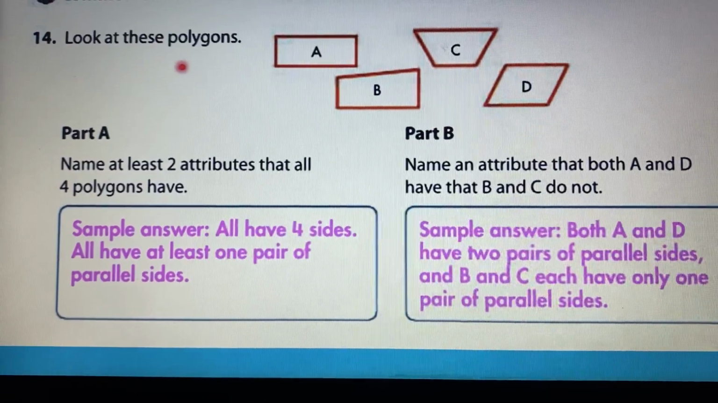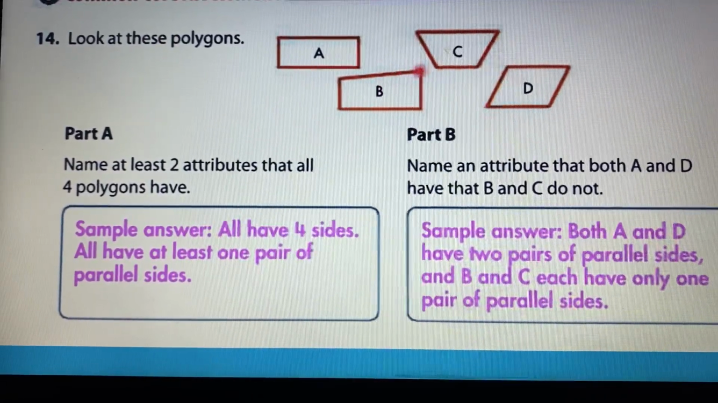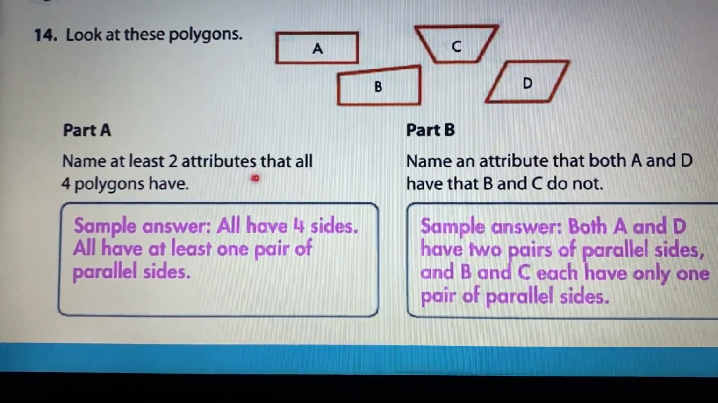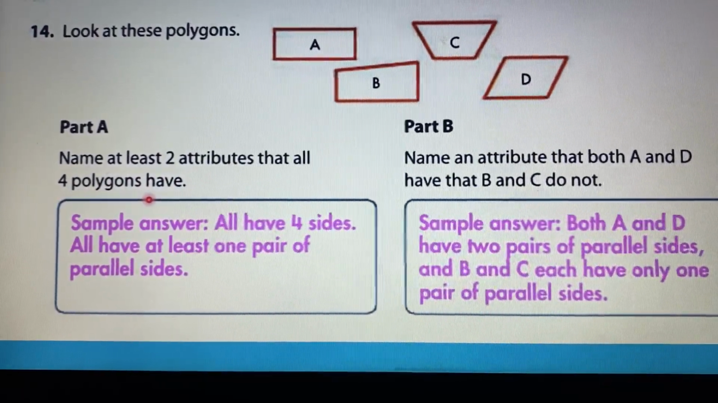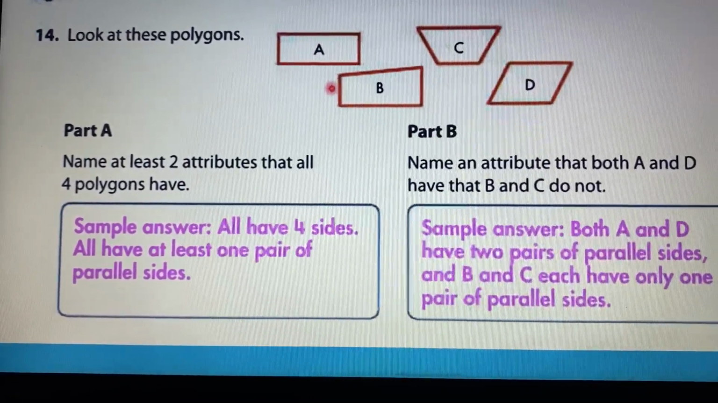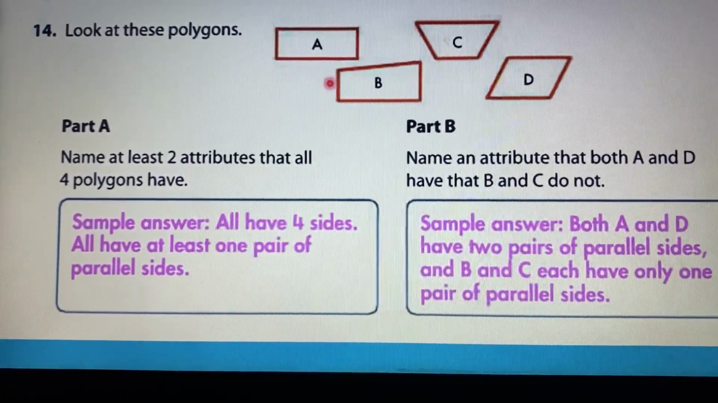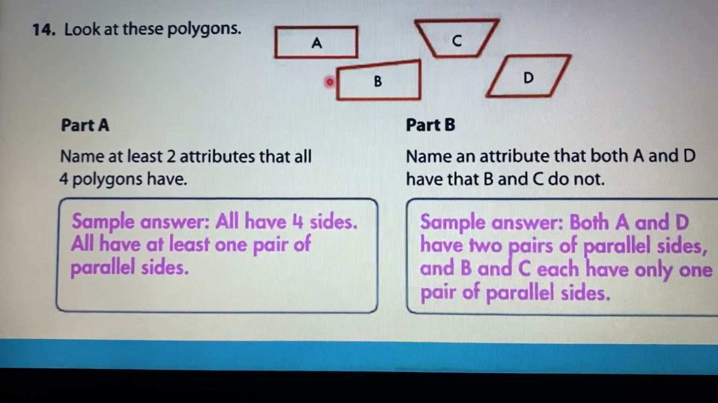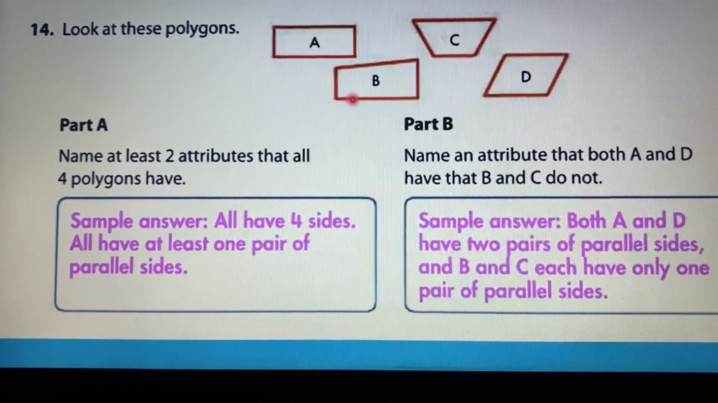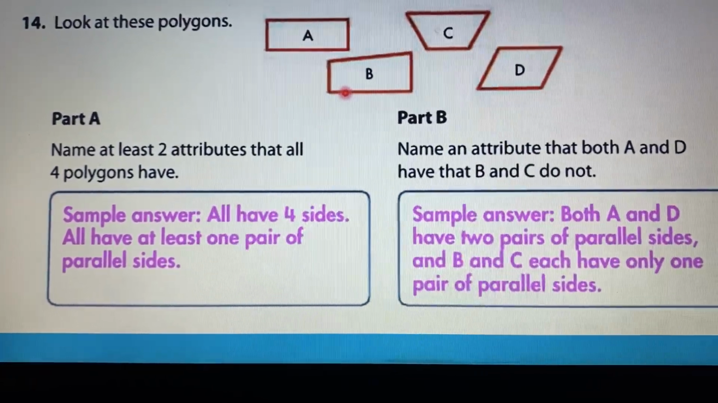Look at these polygons, A, B, C, and D. Name at least two attributes that all four polygons have. First, they all have four sides and all have at least one pair of parallel sides, and also they have four angles.